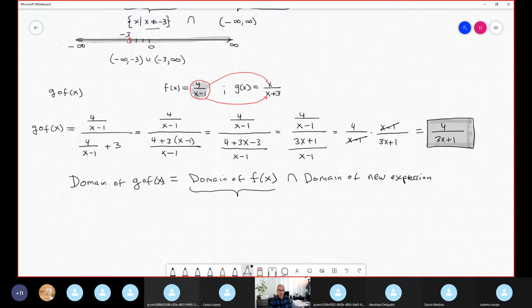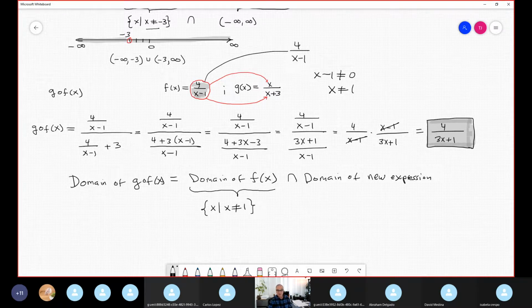Okay, the domain of F is obvious. You take the expression in the denominator. It's x minus 1, and you don't allow 0 because division by 0 is illegal. In other words, no 1. So as you express it, the domain using set builder notation, no? x not equal to 1.